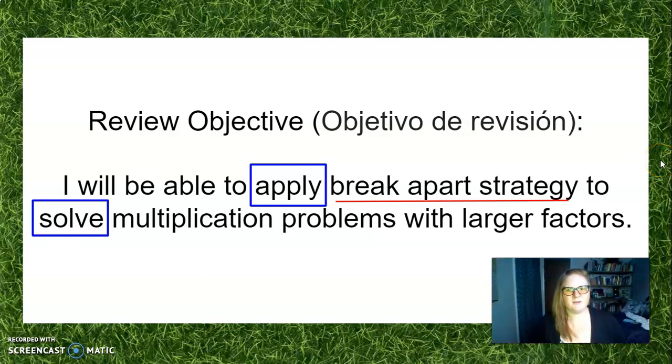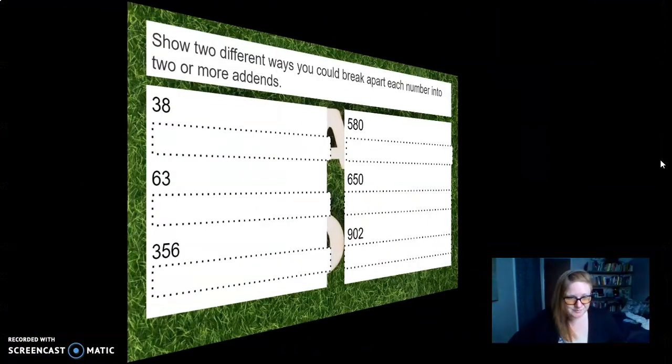All right, here's our math objective for today. I will be able to apply break apart strategy to solve multiplication problems with larger factors. So we've done break apart strategy a lot, and now we're actually going to be doing it with bigger numbers, and I think that you're going to catch on to this very quickly.